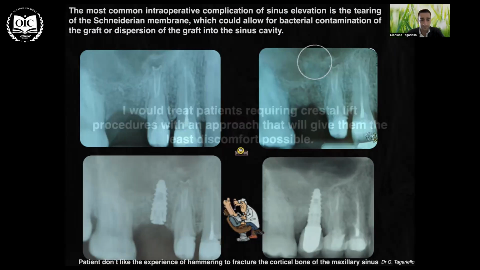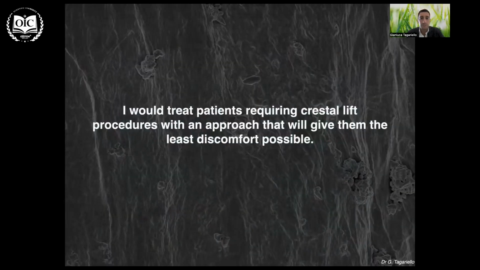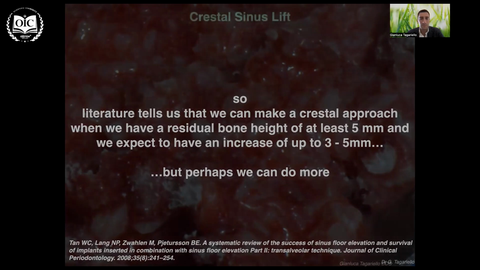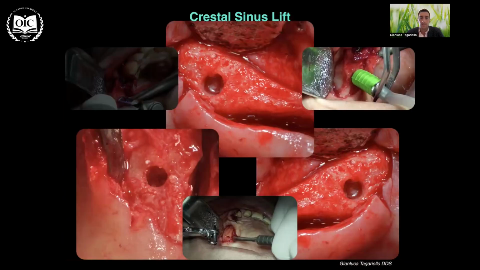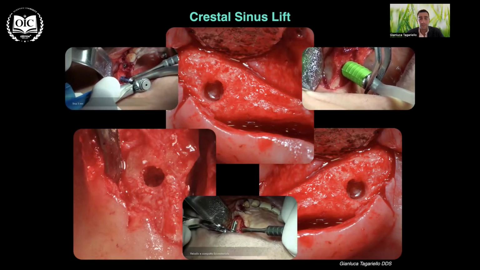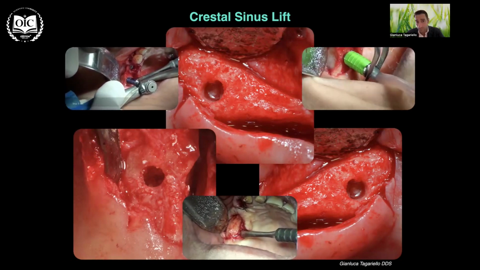for our patient. I would treat patients requiring a crestal lift procedure with an approach that will give them the least discomfort possible. And literature tells us that we can make a crestal approach when we have a residual bone height of at least 5 millimeters, and we expect to have an increase of between 3 and 5 millimeters. But I think that we can do more. So I start speaking about the crestal sinus lift with the use of the crestal drill by Austin.